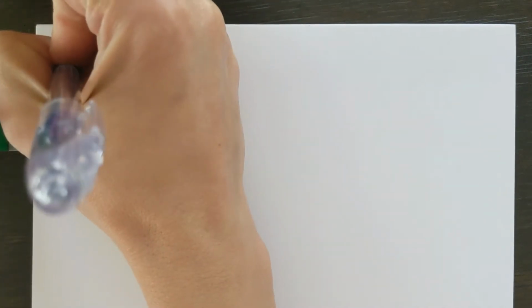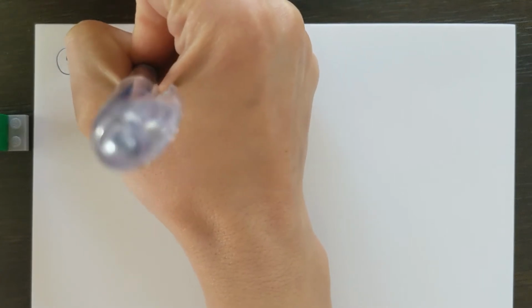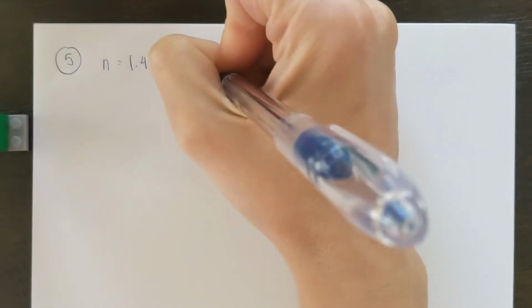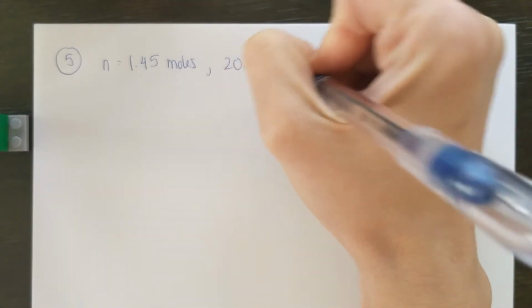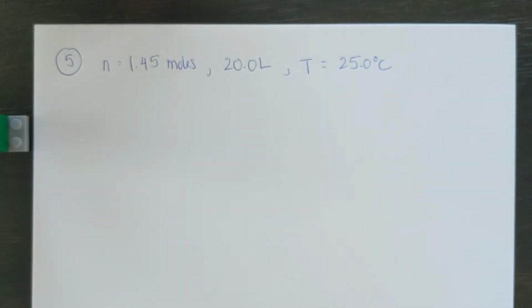These next two practice problems for gases involve the ideal gas law and partial pressures. Question number 5 told us we have a sample of gas with 1.45 moles of gas. The gas has a volume of 20 liters and a temperature of 25 degrees Celsius. We are asked to find the pressure of this gas.